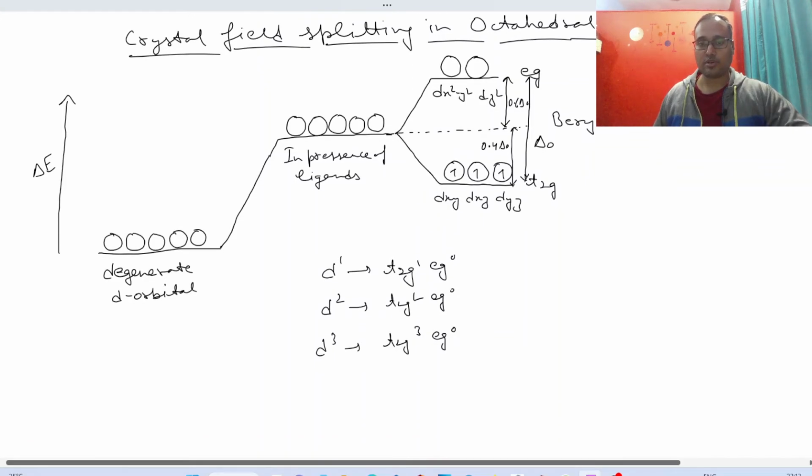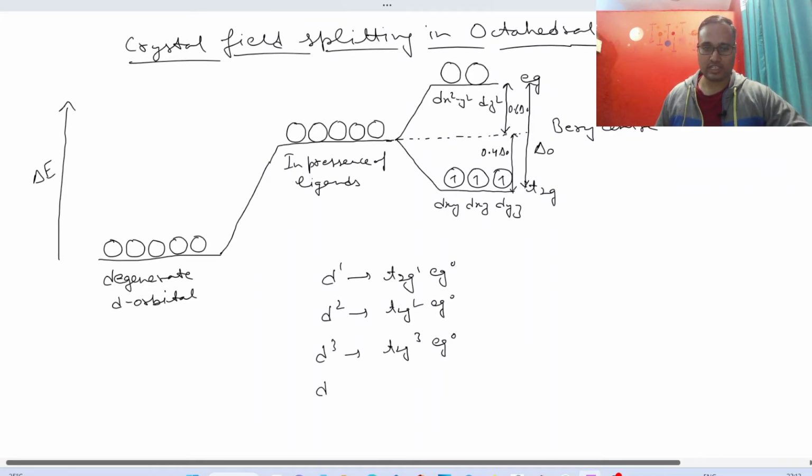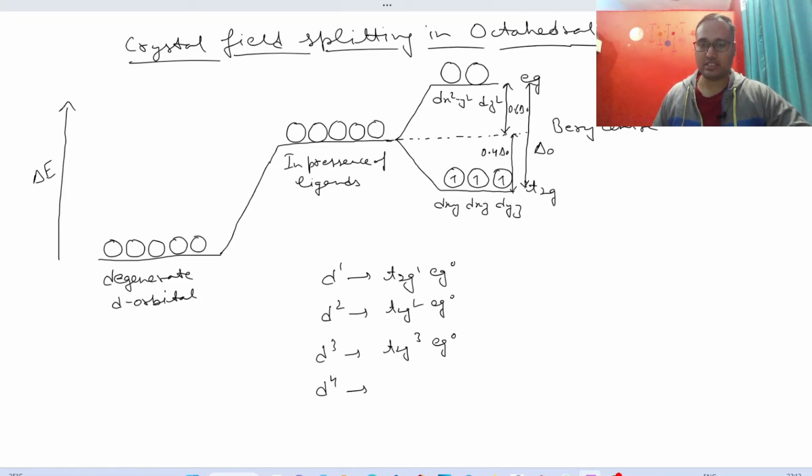Fine. Now the problem arises when we have four electrons in the d orbital, d4. Where to fill the fourth electron? Whether it needs to be paired in the t2g orbital or it needs to be filled in the eg orbital. Now how to decide where to fill the electron? That could be decided with the help of Δ0 and capital P, which we call the pairing energy.